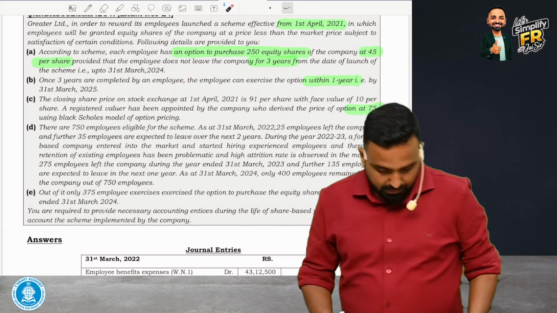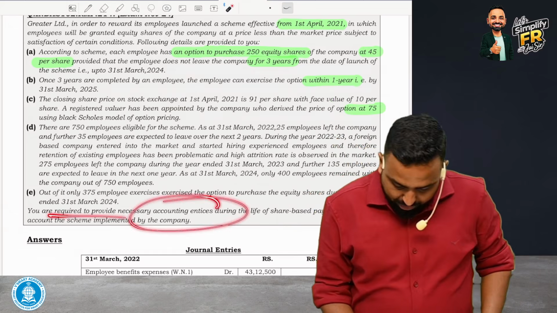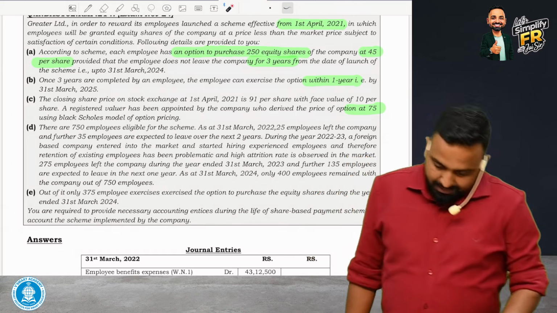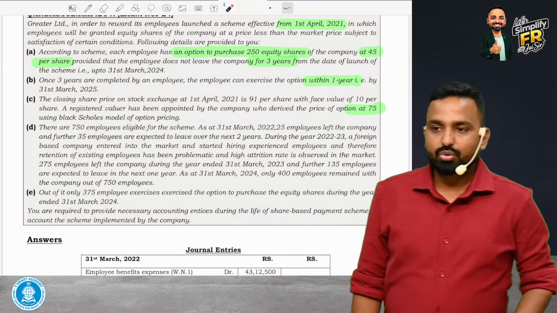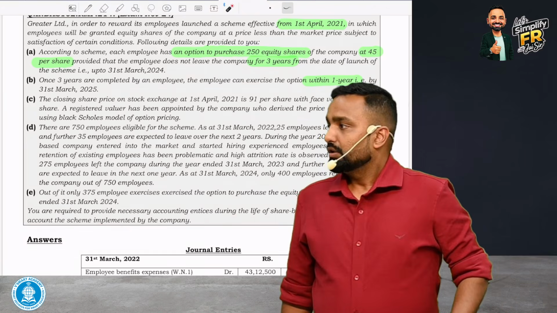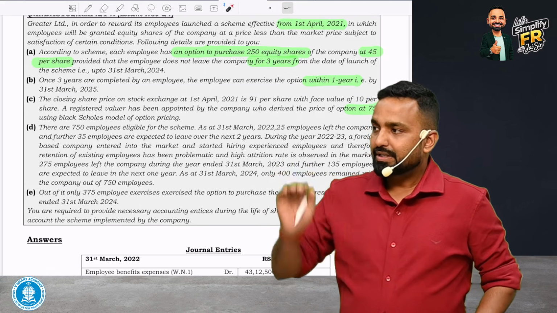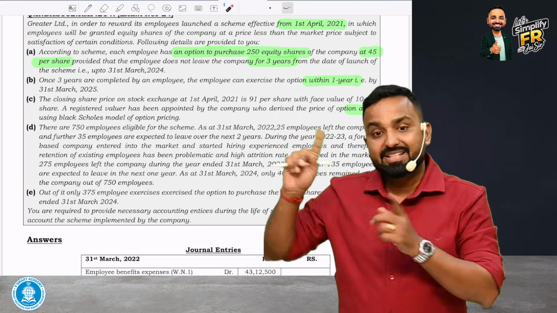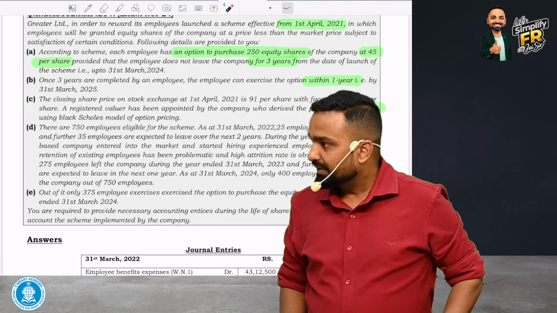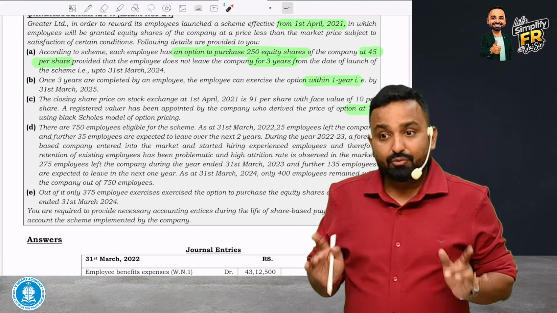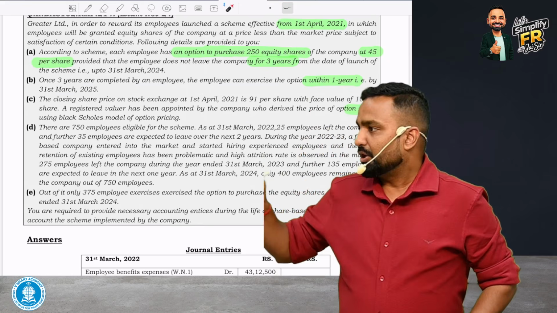Retained earnings. You are required to provide necessary accounting entries during the life of the share-based payment scheme to account for the scheme implemented by the company. Let's not pass journal entries. Journal entry will be your homework. Let's make the calculation as per ICI methodology. Let's solve the question only for calculation purposes, as a working note.